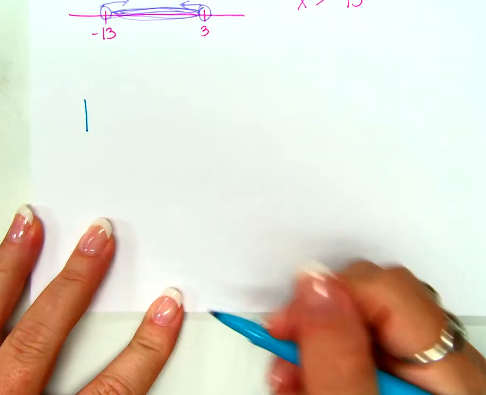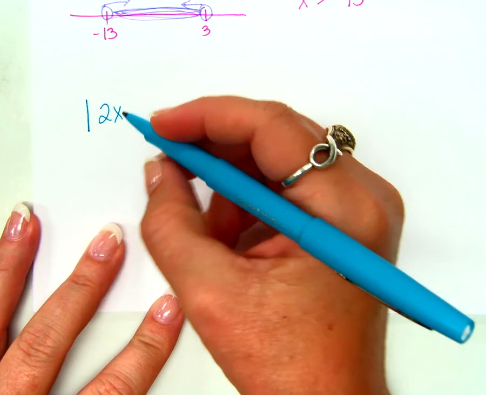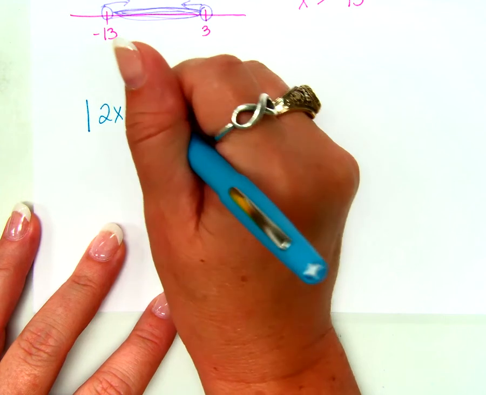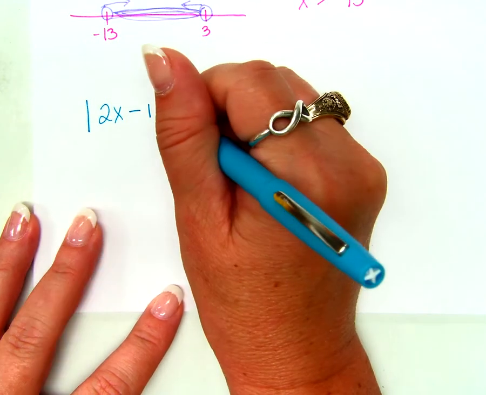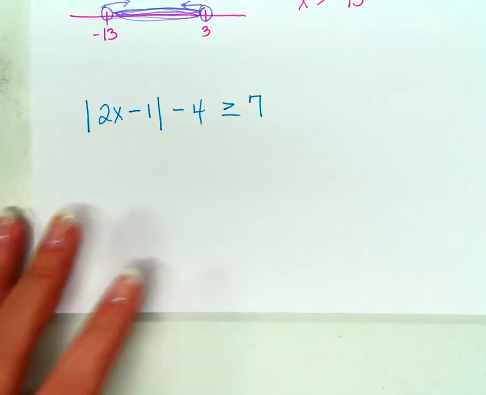Sorry, my writing's a little messy today. I smashed my thumb this morning. And I'm having to write not like I normally do because that hurts. 2x minus 1, absolute value, minus 4 is greater than or equal to 7.